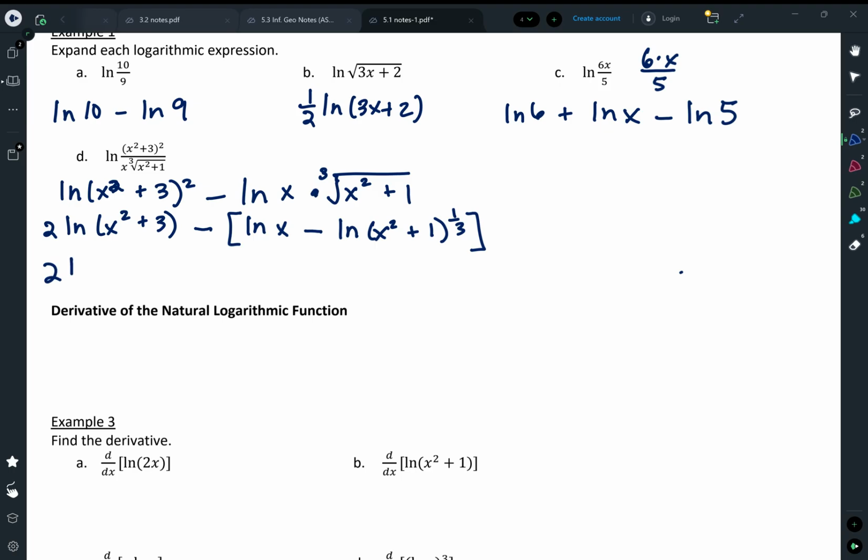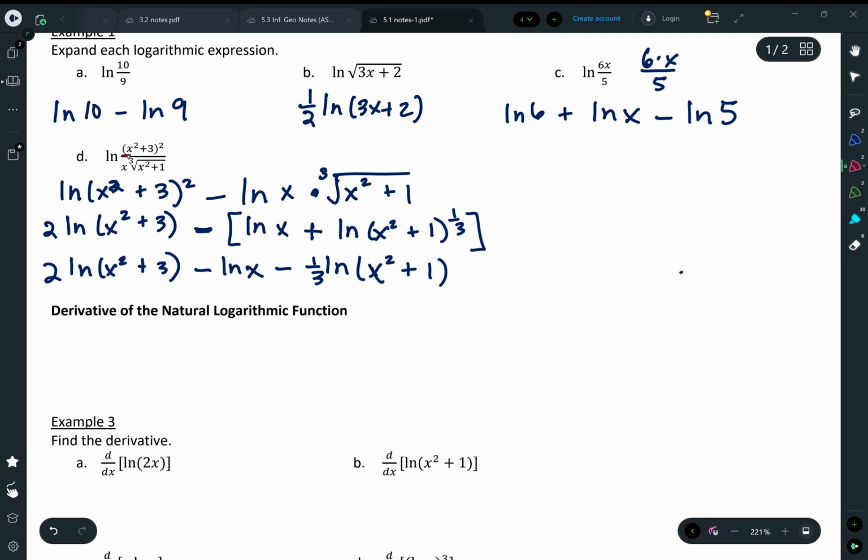Oh, this multiplication here is a plus. And so what ends up happening is this minus sign is going to distribute to everything in my denominator. So I'm going to have a minus natural log of x and a minus 1/3 times the natural log of x squared plus 1. So that's what I really wanted you to get out of this, that everything in my denominator, the x cubed and the x squared plus 1, those both have minus signs.